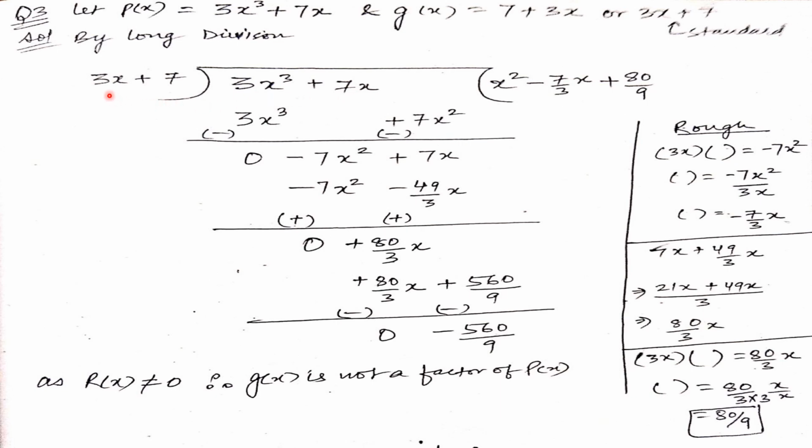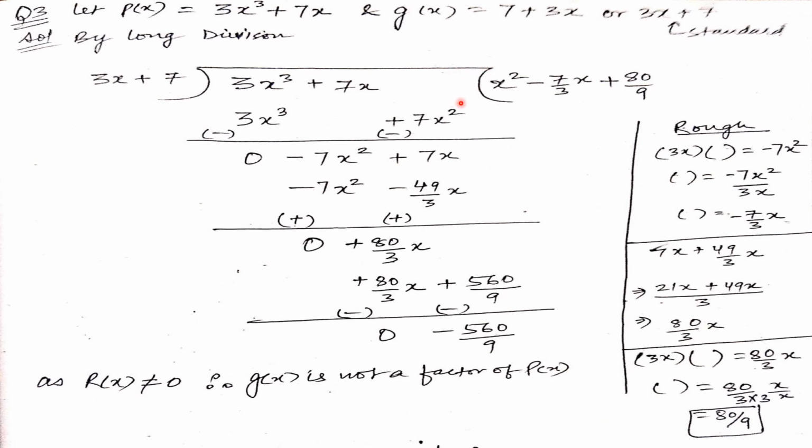Now first step is very easy. What should I multiply in 3x to get 3x cube? Think, what should I multiply in 3x to get 3x cube? Very easy, x square, because 3x into x square will give me 3x cube. Second thing, this will not be left behind. This will also multiply. So we will have 7 into x square as 7x square.